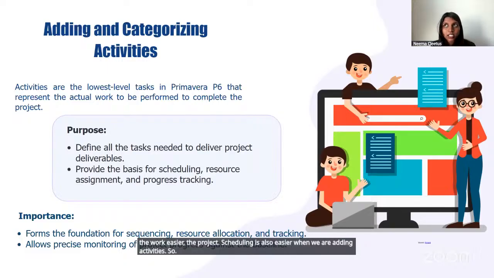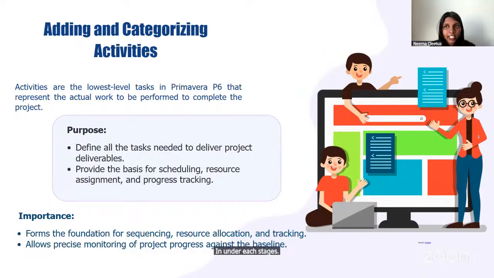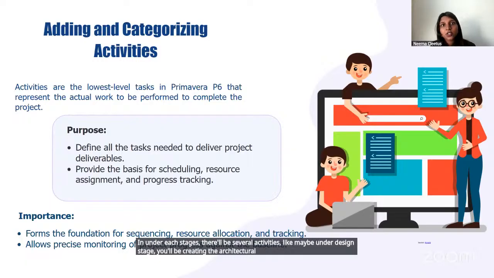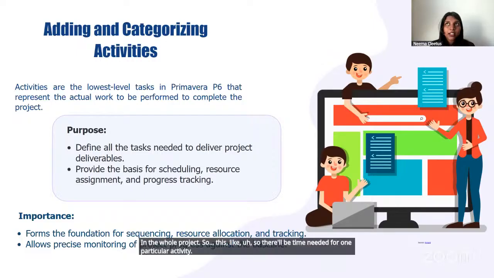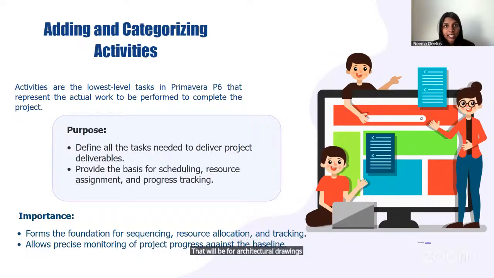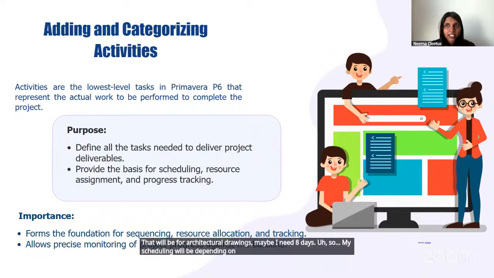So under each stage, there will be several activities. Like maybe under design stage, we will be creating the architectural design, the structural design. So all these are several activities or tasks which we have to do in that stage or WBS in the whole project. So there'll be time needed for one particular activity. That will be for architectural drawings, maybe I need 8 days. So my scheduling will depend on those activities and the duration for those activities. So this is the main component in Primavera.